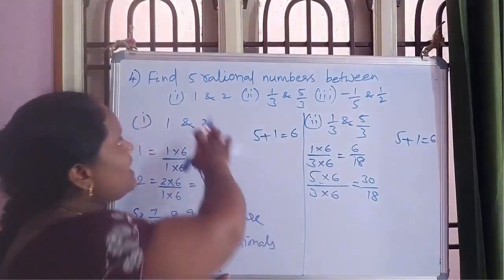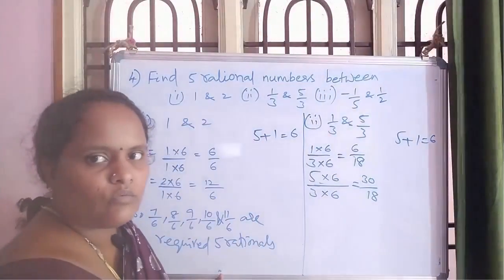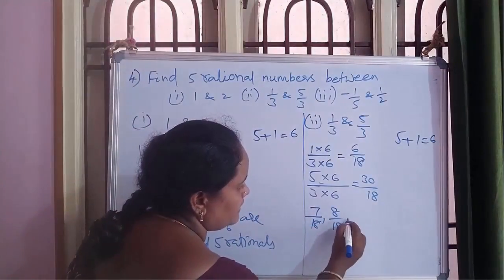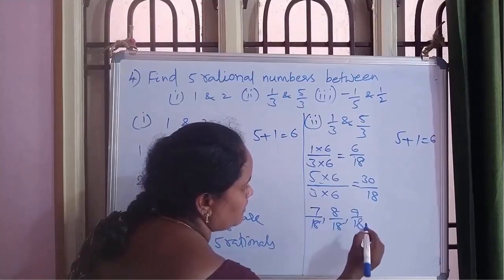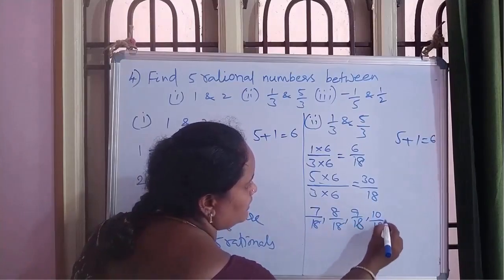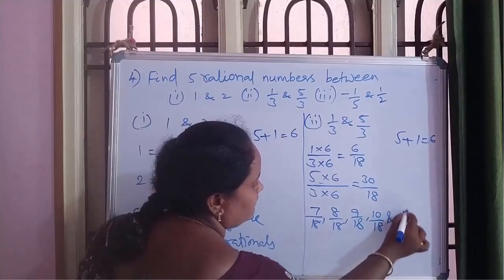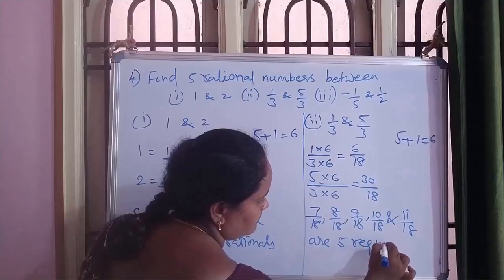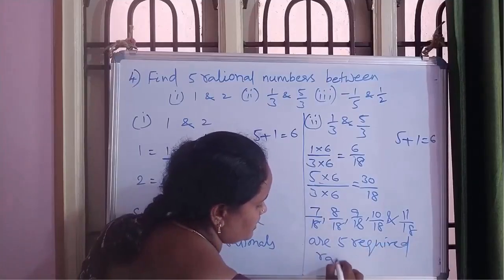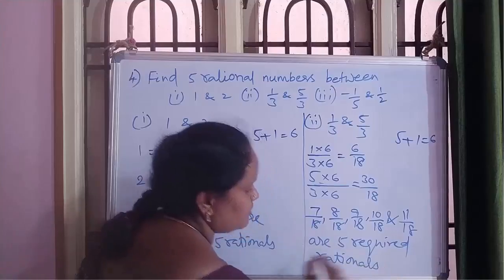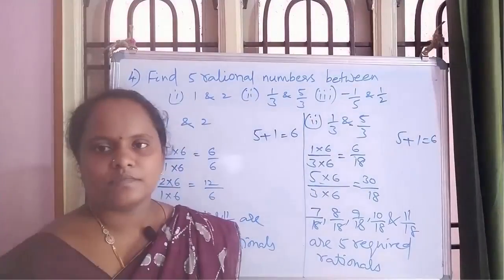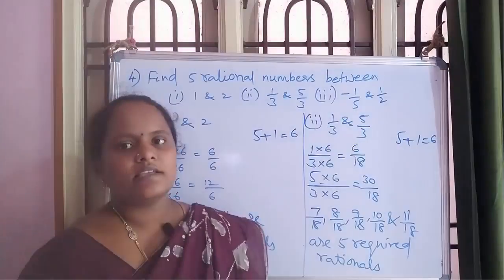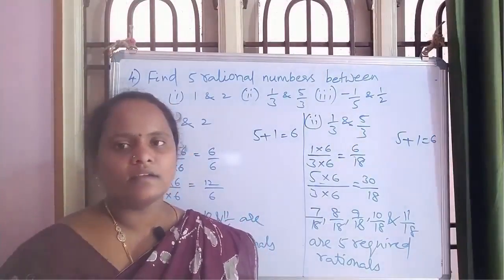So here they asked only 5 rationals. I am writing only 5 out of those. 7 by 18, 8 by 18, 9 by 18, 10 by 18 and 11 by 18 are the 5 required rationals. So I got 5. Okay, children, understood? Let us move on to the third question, that is minus 1 by 5 and 1 by 2.